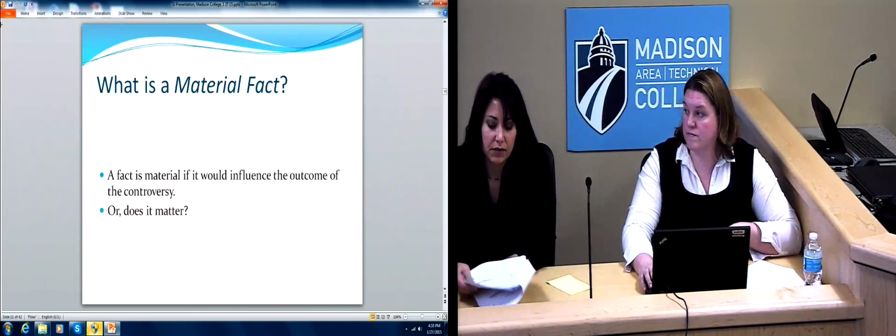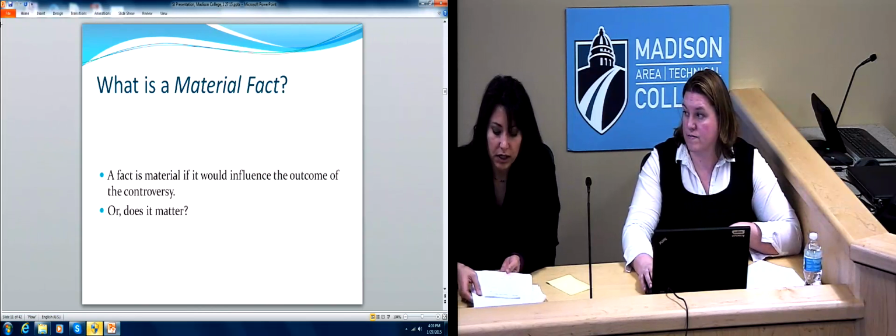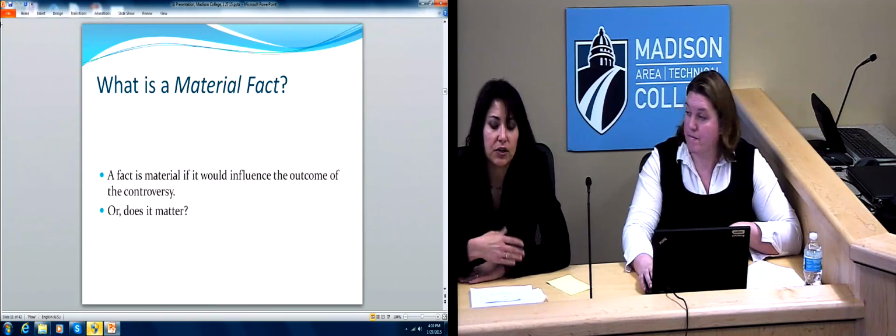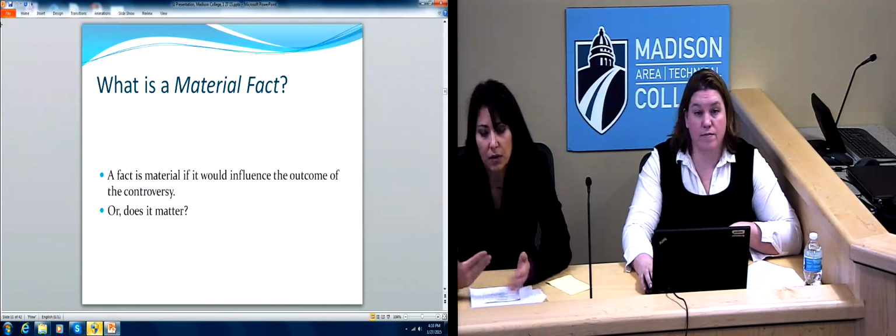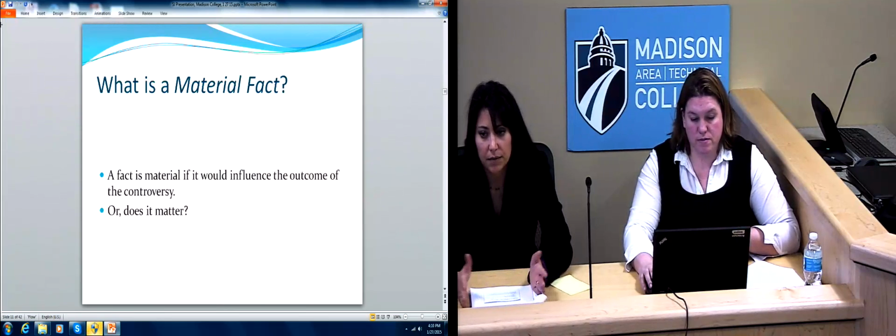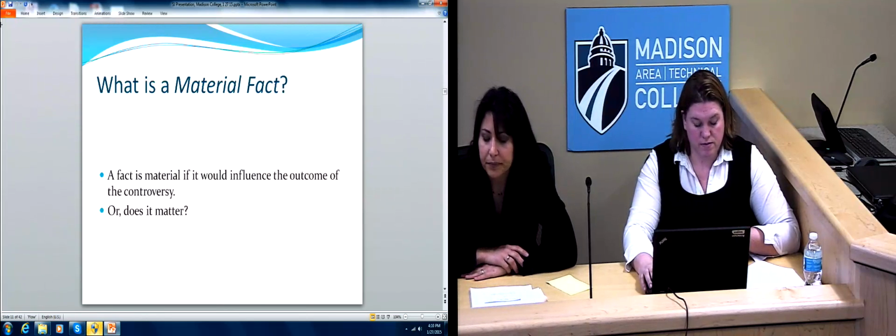I think the idea of what a genuine issue is, again, is one of the most complicated intellectual concepts to understand in civil litigation. And these are just very basic examples, but it hopefully gives you a beginning of how to start looking at these factual scenarios.